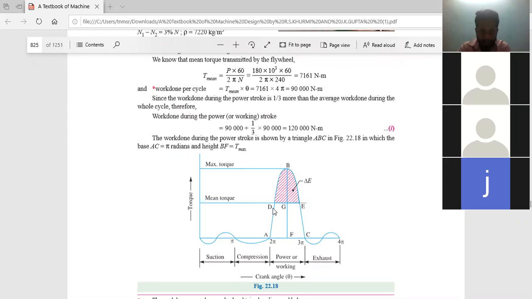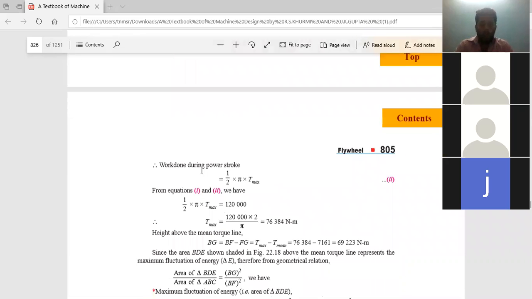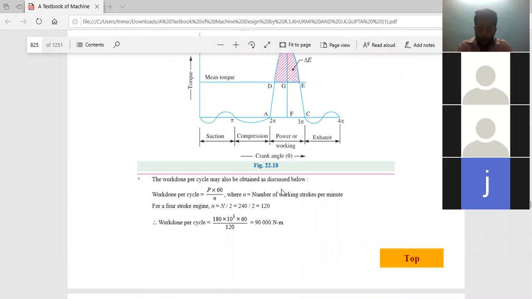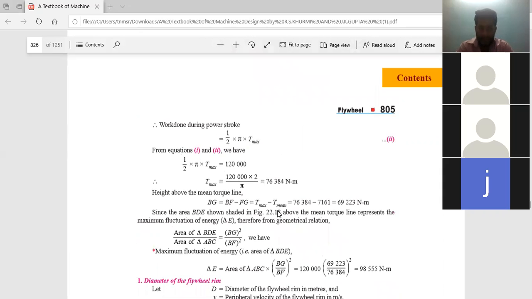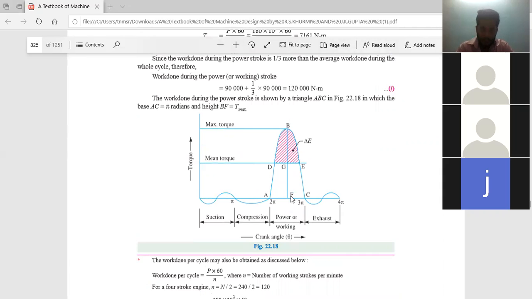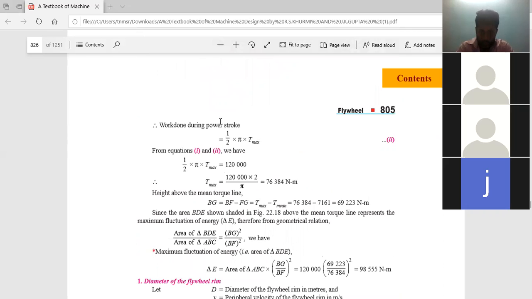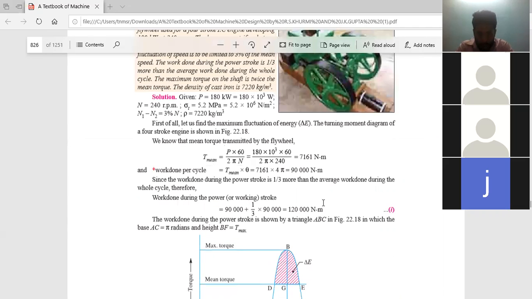Fine, let us calculate. Work done during the power stroke is the area of the triangle, that is half into base into height. Half into base, the base is this portion, pi, into height. Height is T max. And this work done during the power stroke, we have already calculated, is the average work done plus 1 by 3 times the average work done.